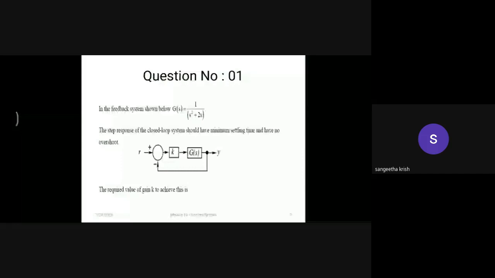Hope you understood the problem. They gave the open loop transfer function G(s), that is 1 divided by s square plus 2s, of order 2. They want to achieve minimum settling time and no overshoot. If that is the case, what should be the value of K? And this is a negative feedback. So now we'll find how to find the value of K for this problem.